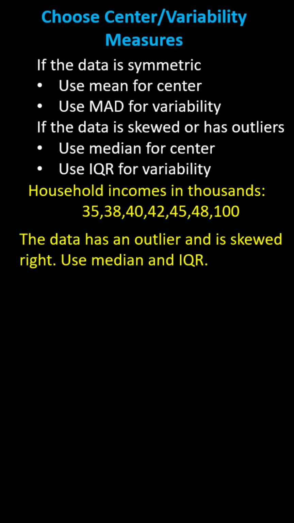The data values are already ordered from least to greatest, and we have a total of 7 data values, indicating the data value in the fourth position would be the median. Notice there are 3 values above 42 and 3 values below 42.